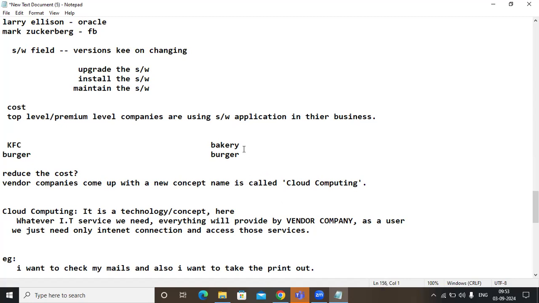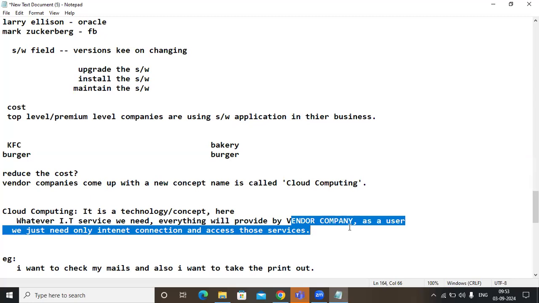Then automatically what happens here? Cost is reduced. Everything will be taken care of by whom here? Vendor company. Good example.